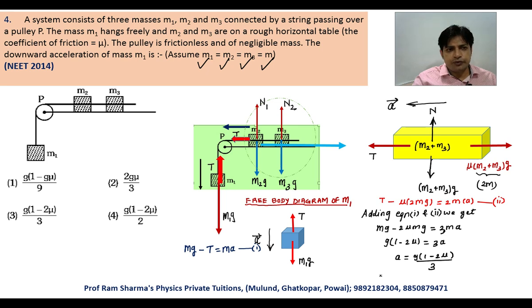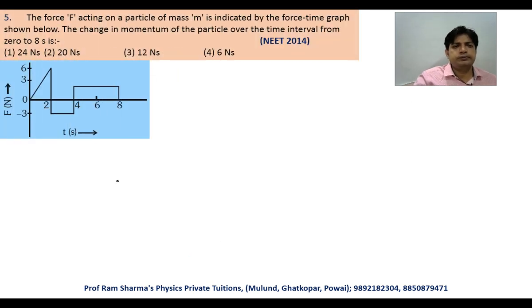Now let's move on to the fifth sum. The force acting on the particle of mass m is indicated by the force time graph shown below. The change in the momentum of the particle over the time interval from 0 to 8 seconds is, let's see. Change in momentum, we know the formula for force is equal to dp by dt.